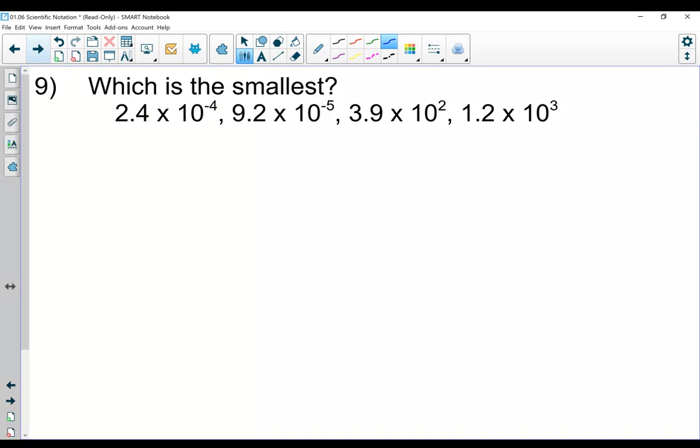Now I'm looking at which is the smallest. So the smallest number should have the smallest exponent. So you might look at this and be tempted to pick 10 squared as our smallest exponent, but that's not true, because -5, a negative number, would actually be smaller than 2. So if you look at it that way, my smallest is going to be -5, the -5th power, and so the smallest number is 9.2 times 10 to the -5th.